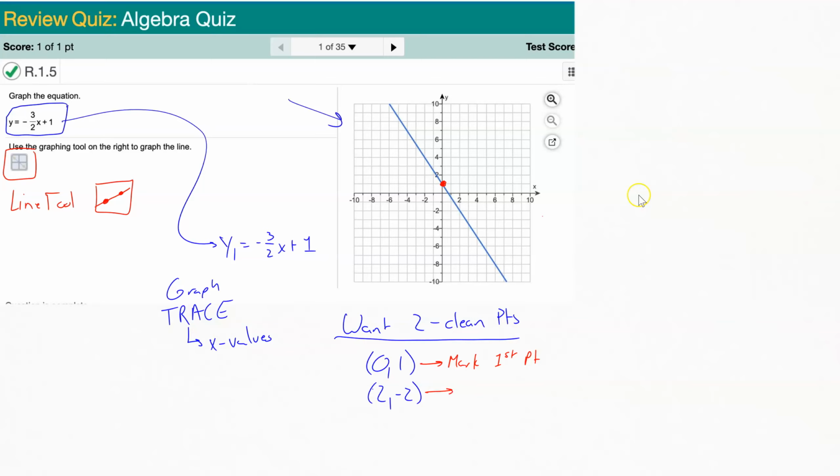Then for the next part, you're just going to mark the second point. For us, we'd be looking at 2, -2. Once you click that second point, it'll draw the line like you see here in my example, and then from there just hit save that answer and move forward. So that's how you find the equation of a line and graph it on this question.